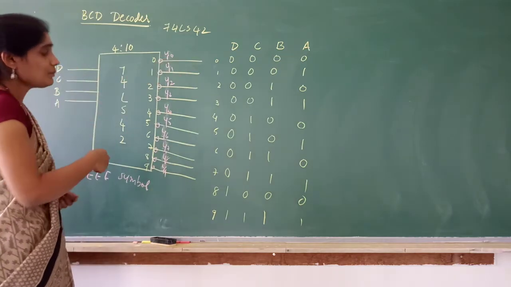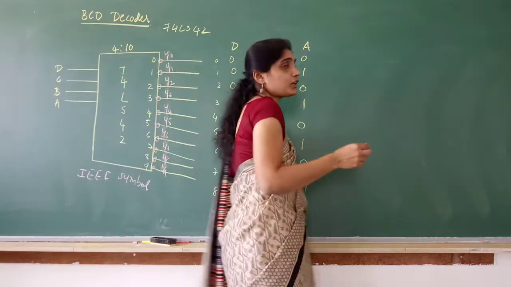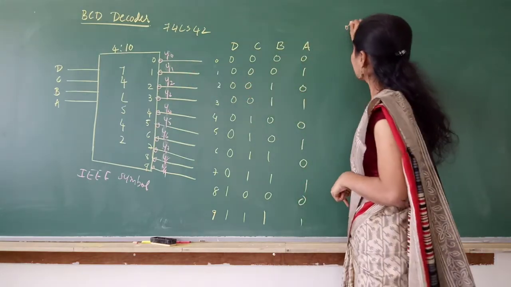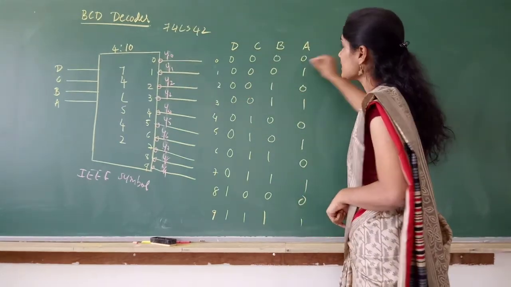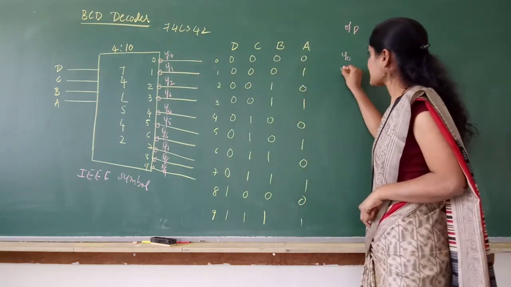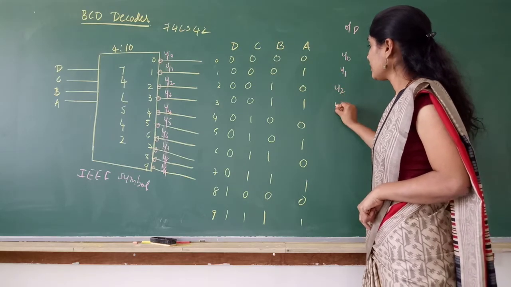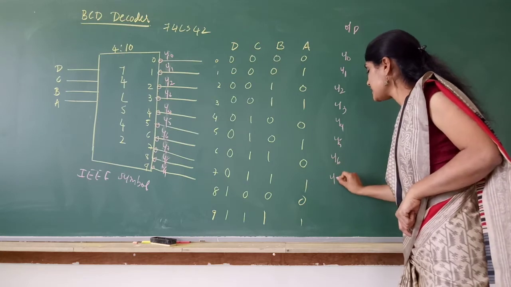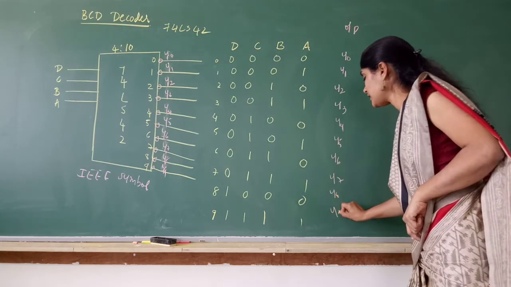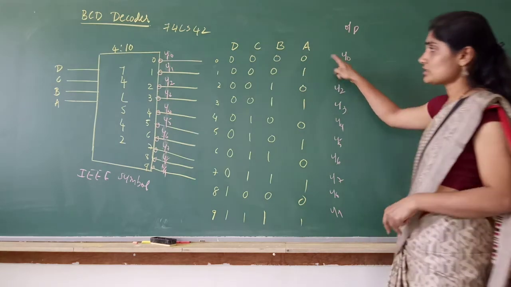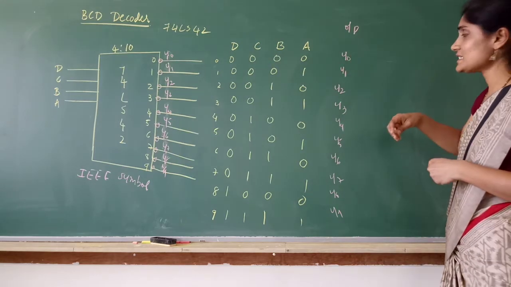So when you are giving A, B, C, D as input, which output line will be selected? Output Y0 is active when you are giving 0, 0, 0, 0 as input. For 0, 0, 0, 1, Y1 is active. For 0, 0, 1, 0, Y2, then Y3, Y4, Y5, Y6, Y7, Y8, Y9. So we have the outputs from Y0 to Y9. Depending on the input, one of the output lines will be selected.